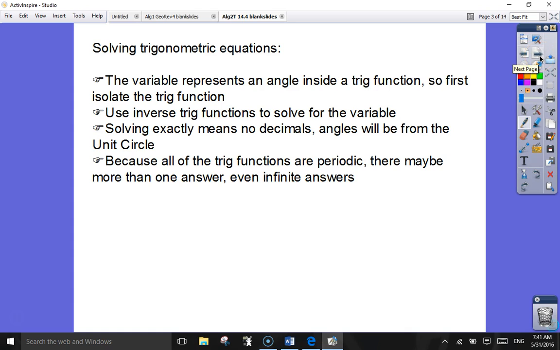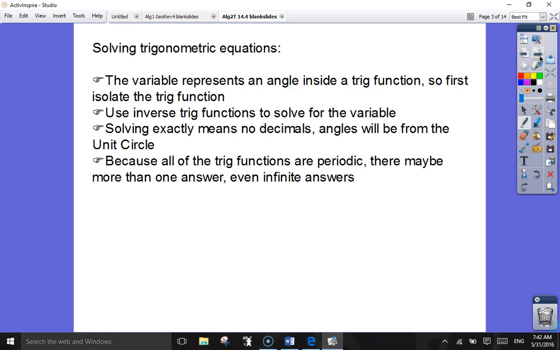So, solving trig equations, right? The variable is always inside of a trig function, and so you can't just solve it. You have to isolate the variable, but you can't divide by sin or cos or tan. So you've got to use inverse functions. We're going to try to isolate the trig function first, and then we'll use the inverse to get at it.